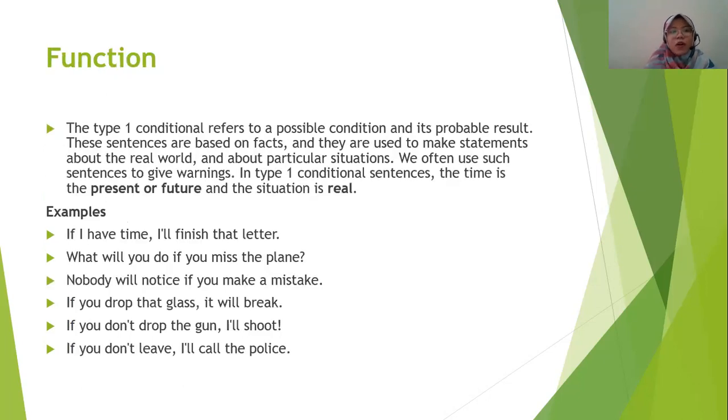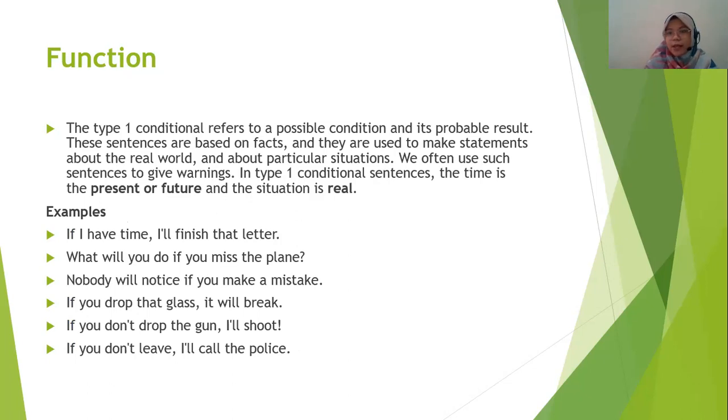So the function of the type 1 conditional is to refer to a possible condition and its probable result. The sentences are also based on fact, like the zero conditional, and they are used to make statements about the real world and about particular situations. We often use such sentences to give warnings. In type 1 conditional sentences, the time is the present or future and the situation is real.